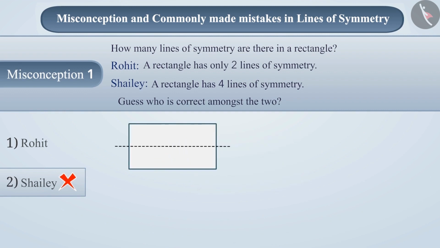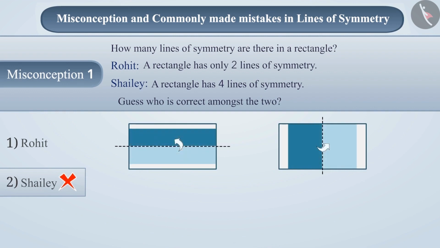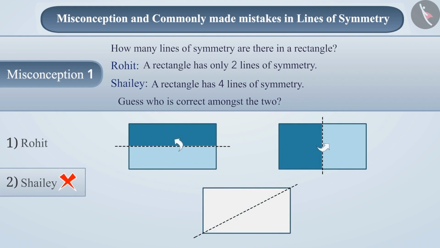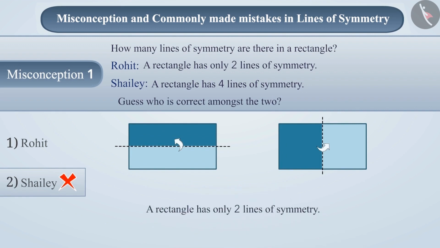If we fold a rectangle horizontally or vertically, then we get 2 symmetrical halves. But this doesn't happen when we fold the rectangle through its diagonals. Hence, a rectangle has only 2 lines of symmetry as guessed by Rohit. Thus, option 1 is the correct answer.